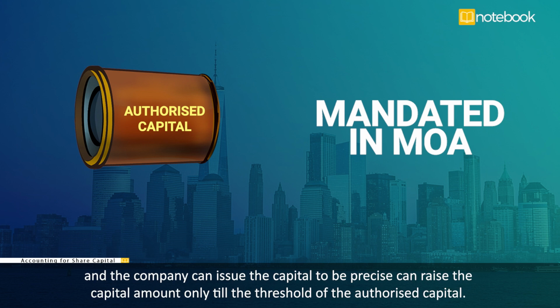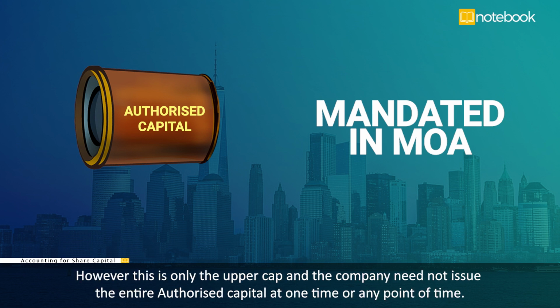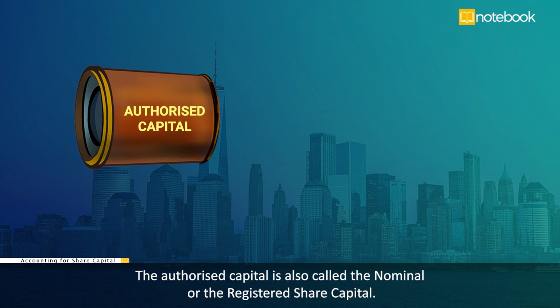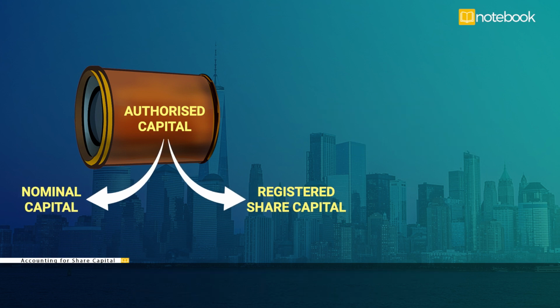Authorized capital is the amount mandated or specified by the Memorandum of Association or the MOA, and the company can issue the capital, to be precise, can raise the capital amount only till the threshold of the authorized capital. However, this is only the upper cap, and the company need not issue the entire authorized capital at one time or at any point of time. In case the authorized capital needs to be changed, the MOA needs to be amended with the specified amount. The authorized capital is also called the nominal or the registered share capital.